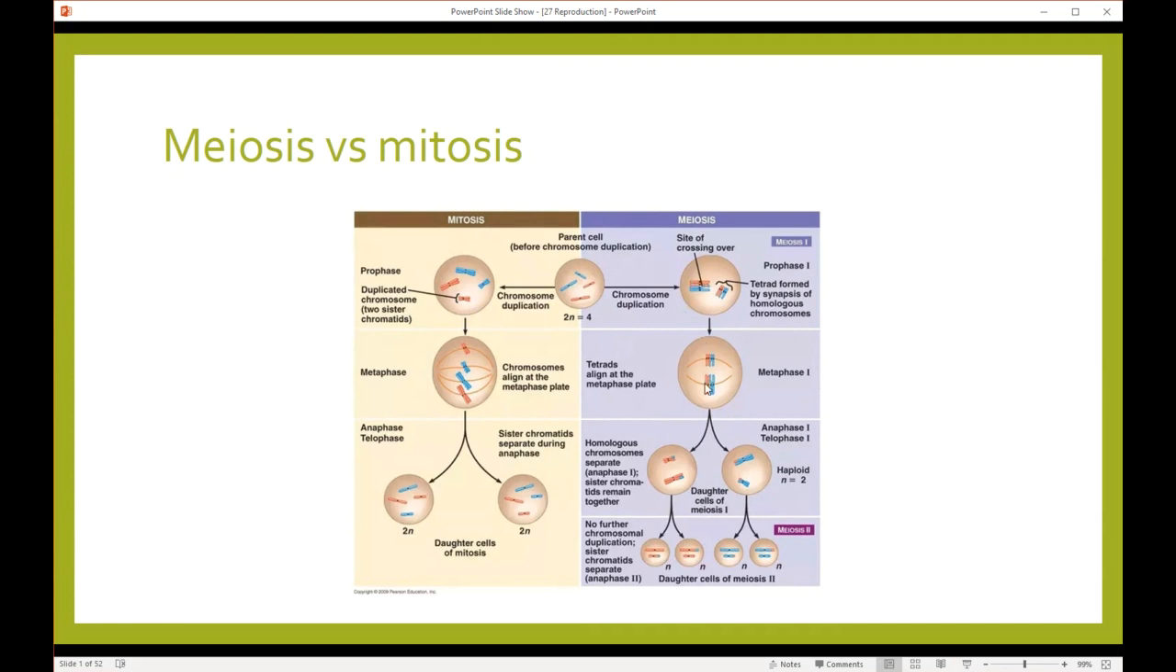Then we have that metaphase happening, and then we get anaphase and telophase. Now at this point, we're going to sort of separate, but the sister chromatids are going to remain together here, okay?